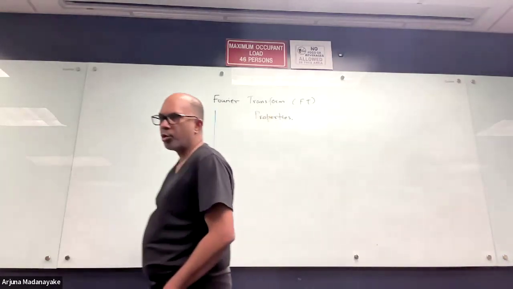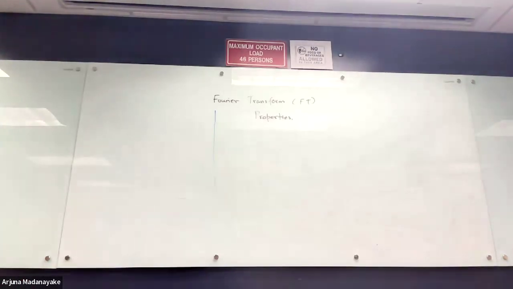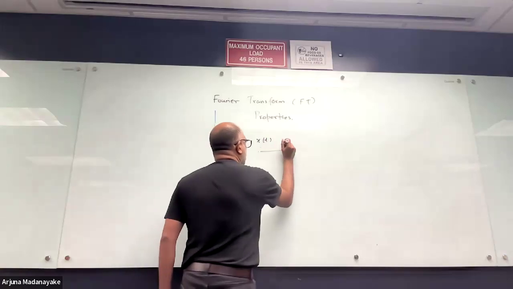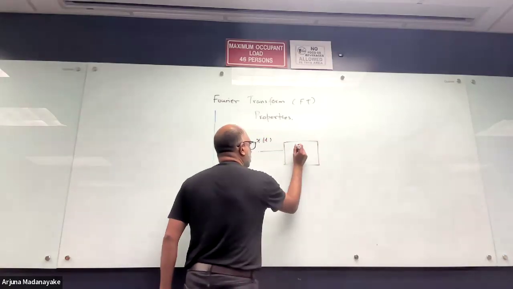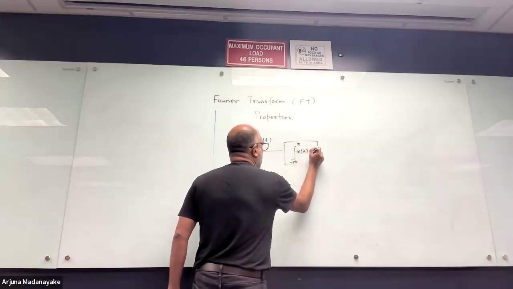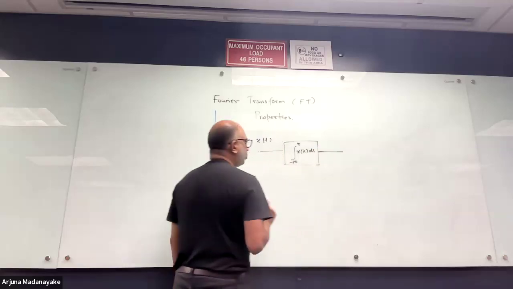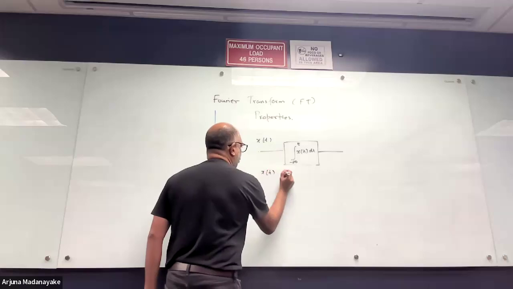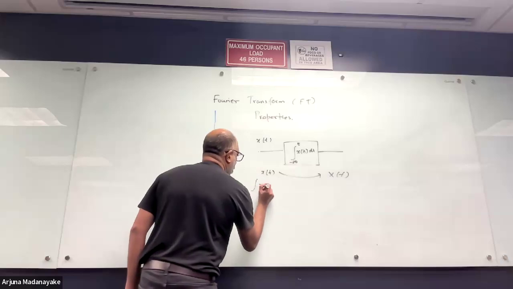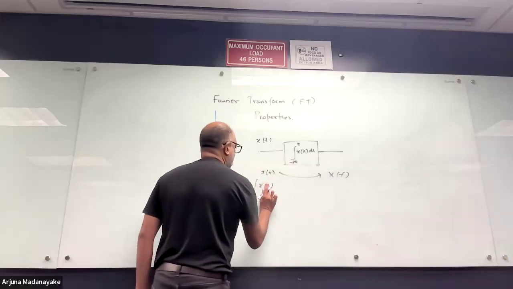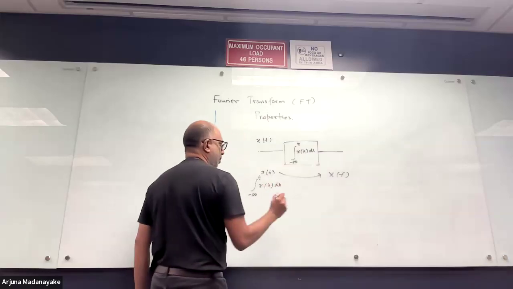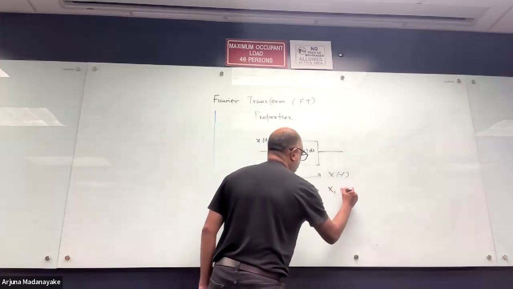Okay, so let's do the same proof for the integral version. So now what we have is an integrator, right? A box that goes from minus infinity to t of x of lambda d lambda. So if x of t has a Fourier transform X of f, what is the Fourier transform of the integral? Call it X1 of f.